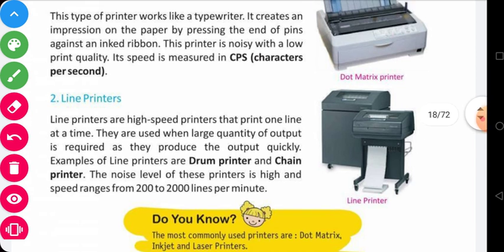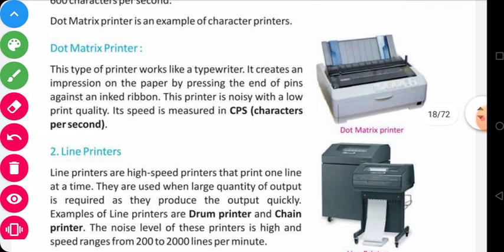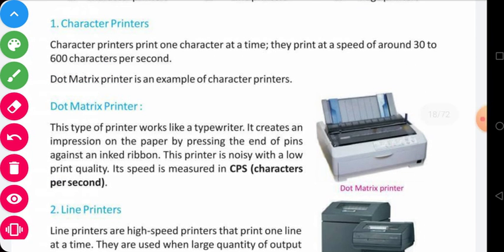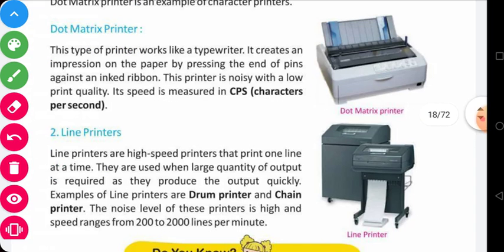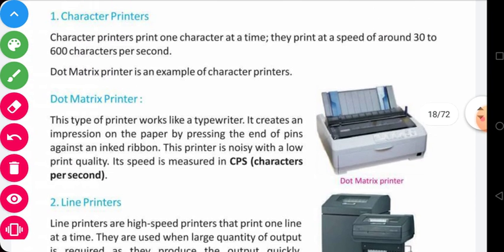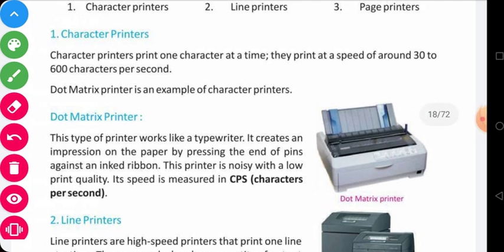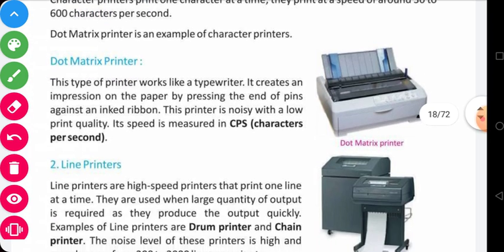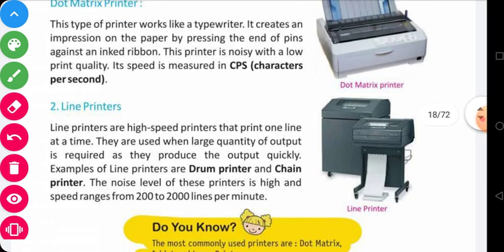So if we compare between these types of printers, we know the speed of printing is highest in line printers. Why? Because it prints line by line and its speed range is 200 to 2000 lines per minute. So the line printer is the fastest printer, whereas the slowest printer is the character printer because it prints character by character at a time. So these are the three types of printer.